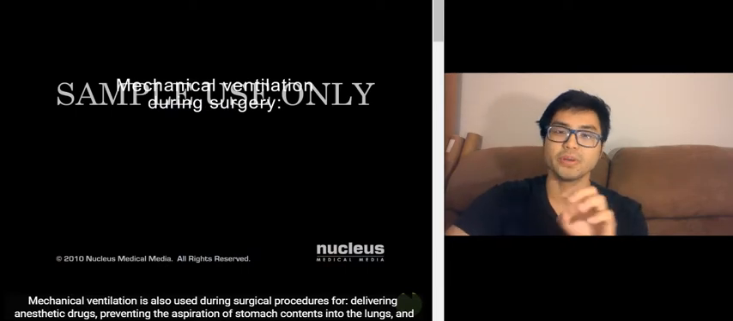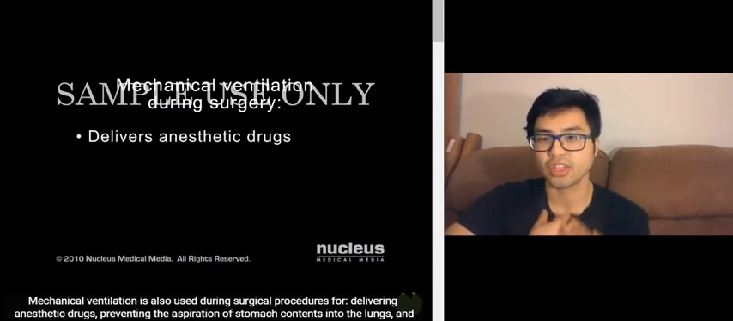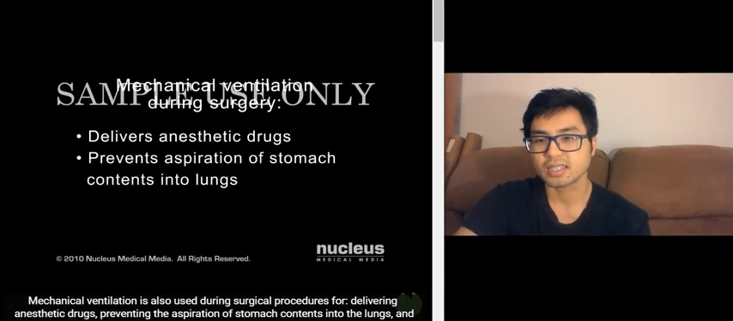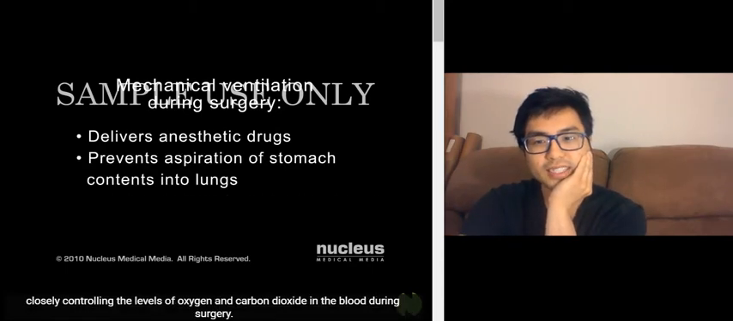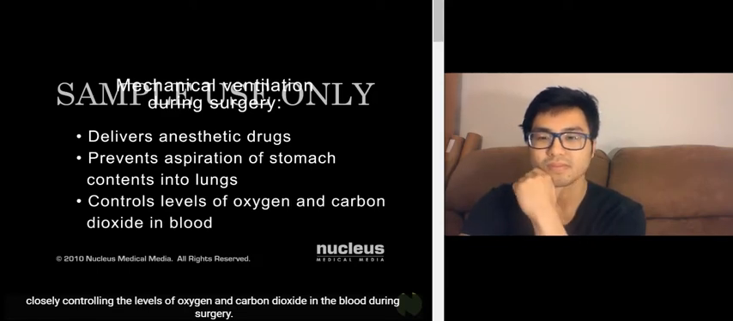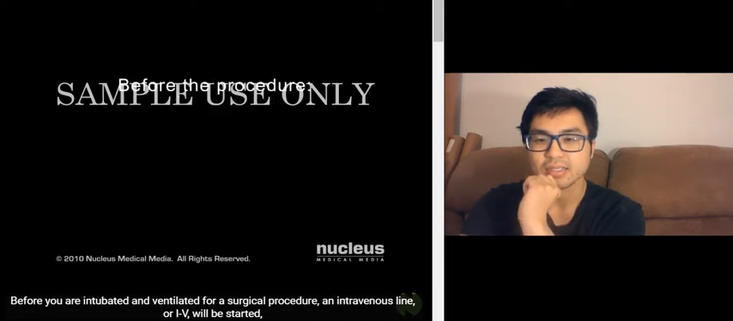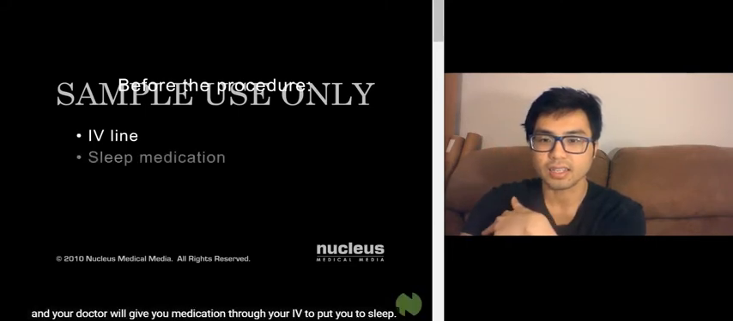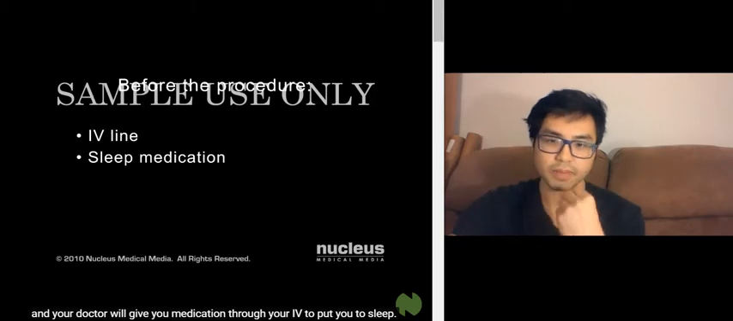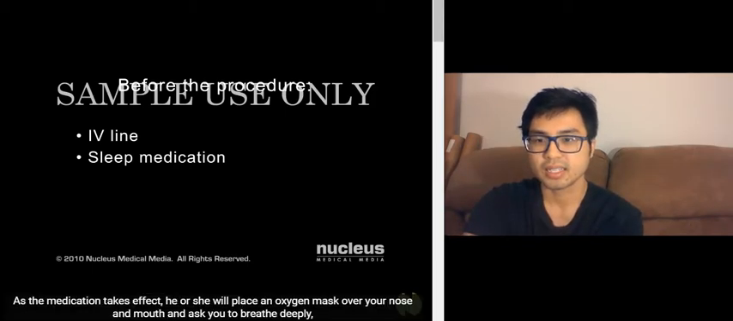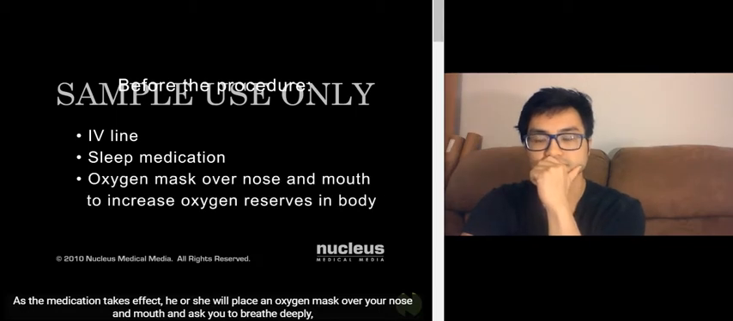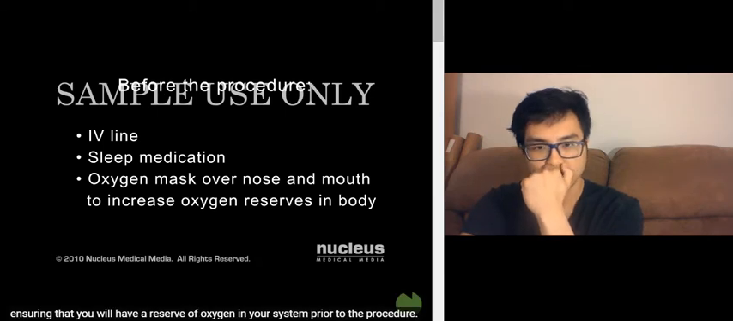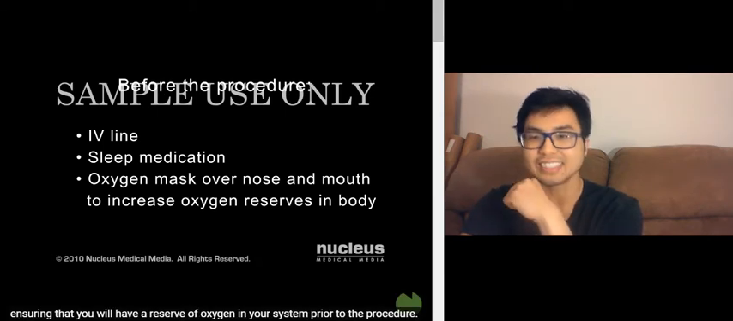Mechanical ventilation is also used during surgical procedures for delivering anesthetic drugs, preventing the aspiration of stomach contents into the lungs, and closely controlling the levels of oxygen and carbon dioxide in the blood during surgery. Before you are intubated and ventilated for a surgical procedure, an intravenous line or IV will be started, and your doctor will give you medication through your IV to put you to sleep. As the medication takes effect, he or she will place an oxygen mask over your nose and mouth and ask you to breathe deeply, ensuring that you will have a reserve of oxygen in your system prior to the procedure.